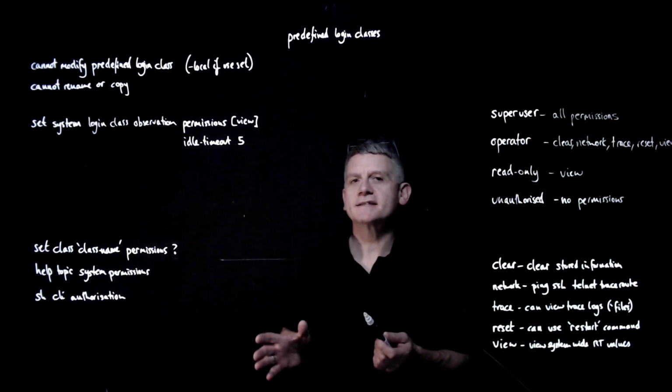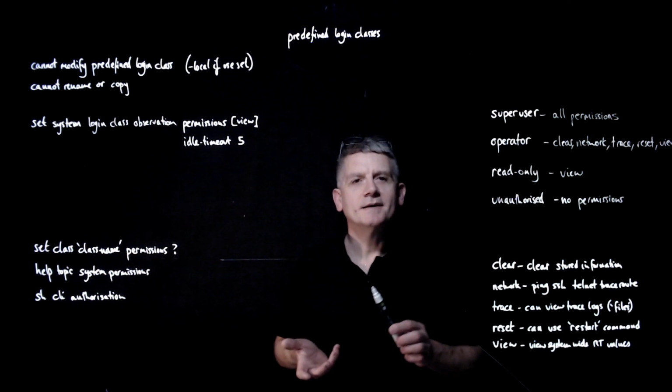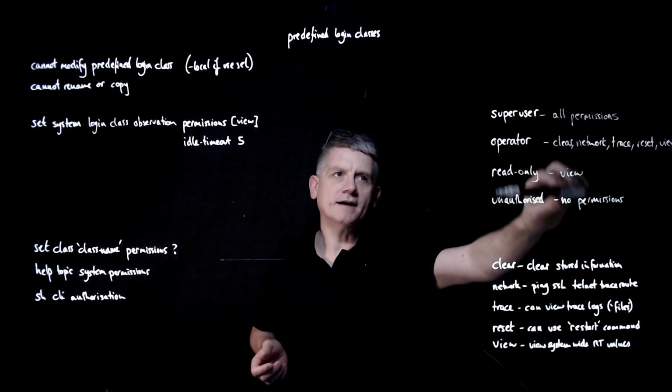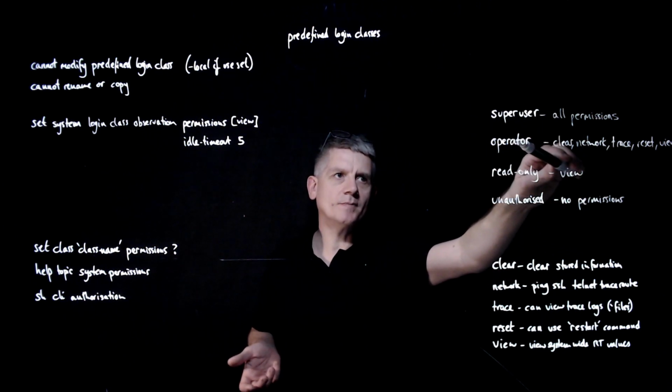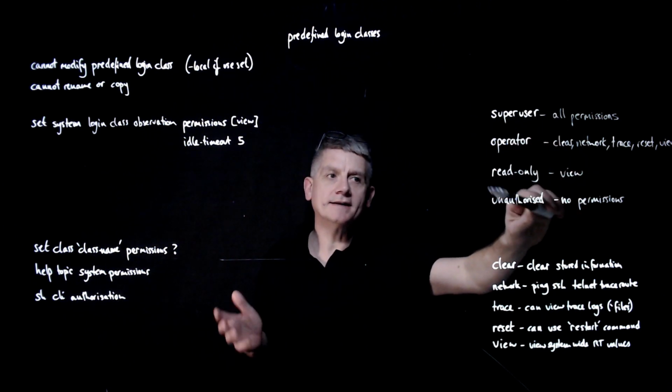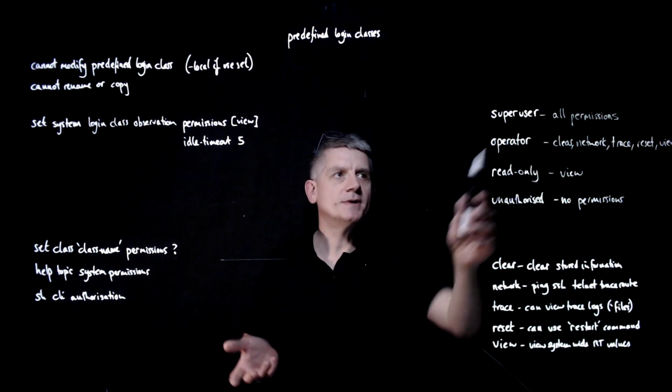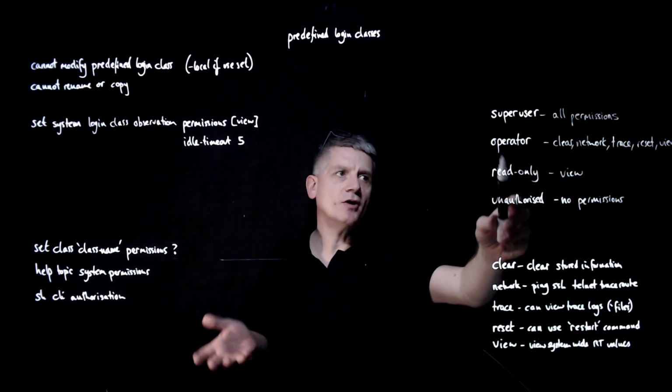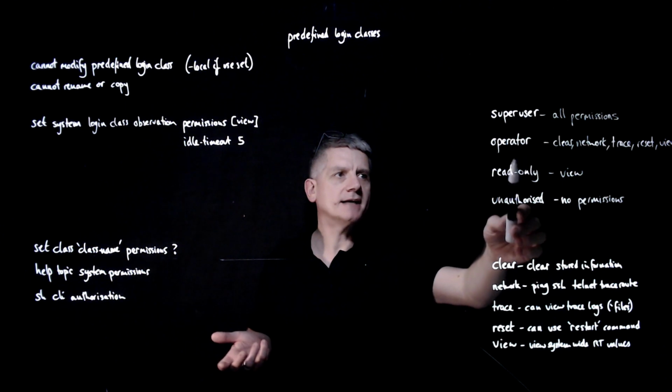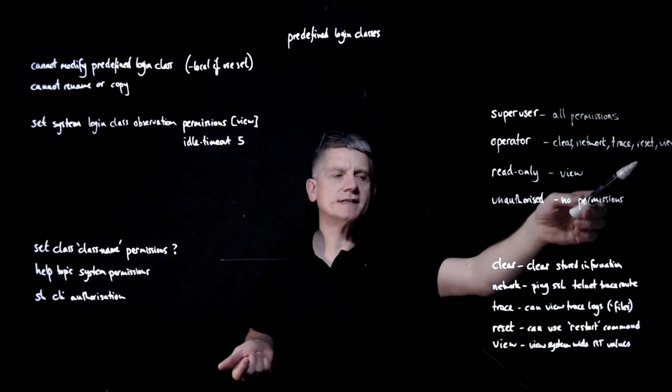Okay, so we're looking at system login predefined classes. Now, as we know, there are four predefined classes. There's superuser, operator, read-only, and unauthorized. So superuser obviously has all permissions. Now the operator seems to have a lot. It has clear, network, trace, reset, and view.